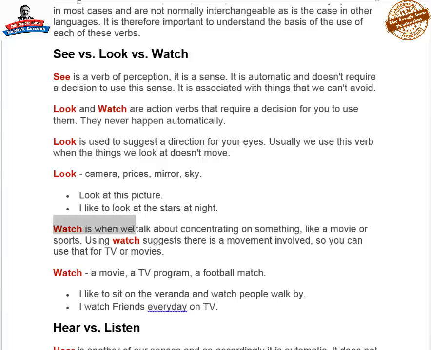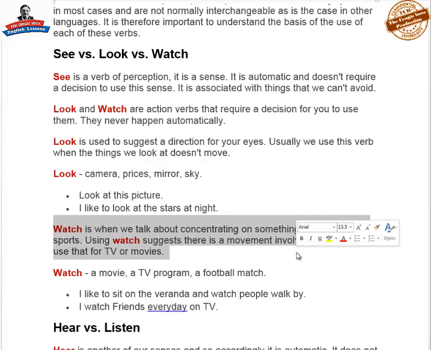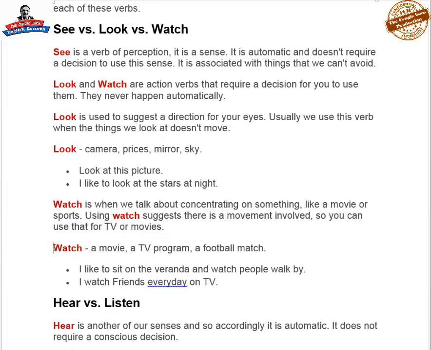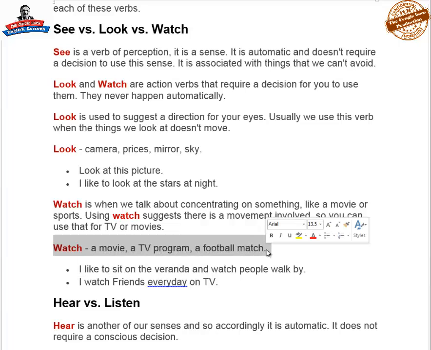Watch is when we talk about concentrating on something, like a movie or sports. Using watch suggests there is a movement involved, so you can use that for TV or movies. You watch a movie, a TV program, a football match, because you are watching things that are moving, that are changing, not just looking at an object.